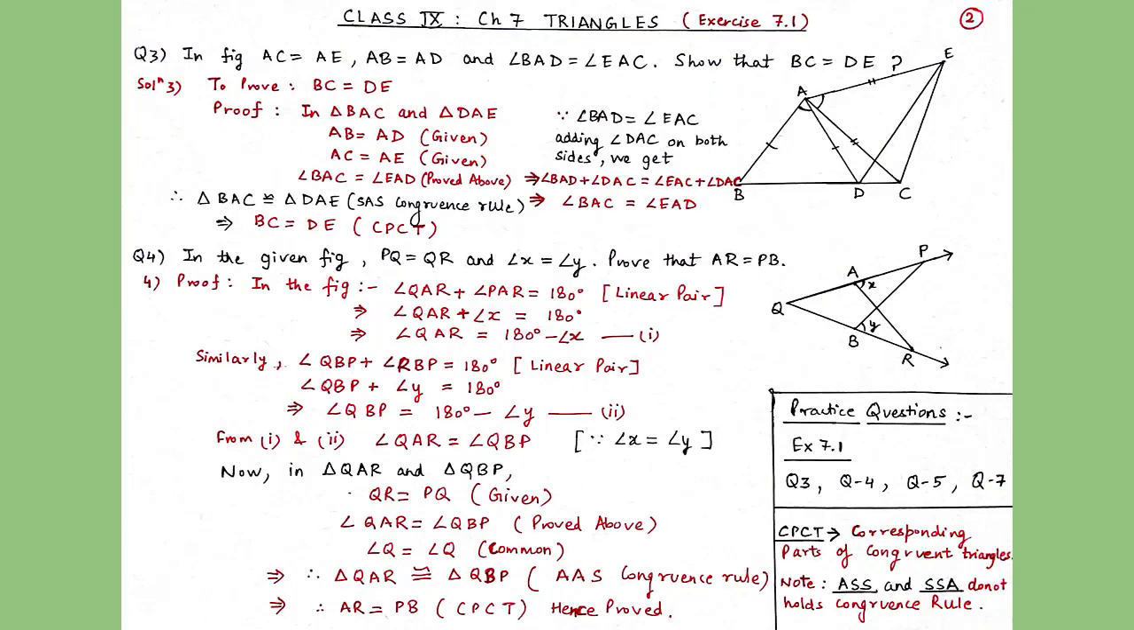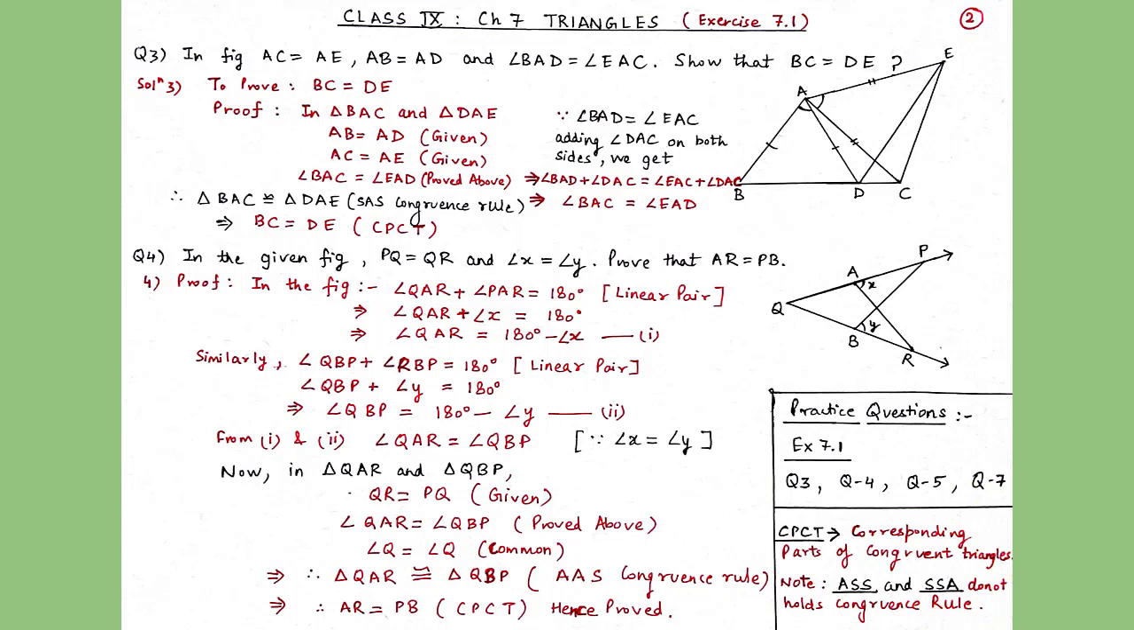And now our third question for today is: in the figure, AC is equal to AE, AB is equal to AD, and angle BAD is equal to angle EAC. Show that BC is equal to DE. According to the figure, we will consider two triangles, which are triangle BAC and triangle DAE, and we will prove that these two triangles are congruent. In these two triangles, AB is equal to AD, which is given in our question, and AC is equal to AE, which is also given.